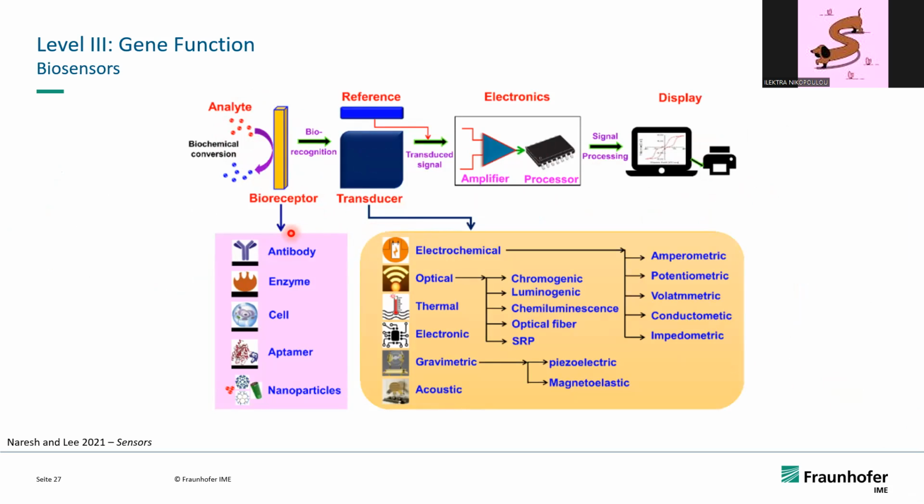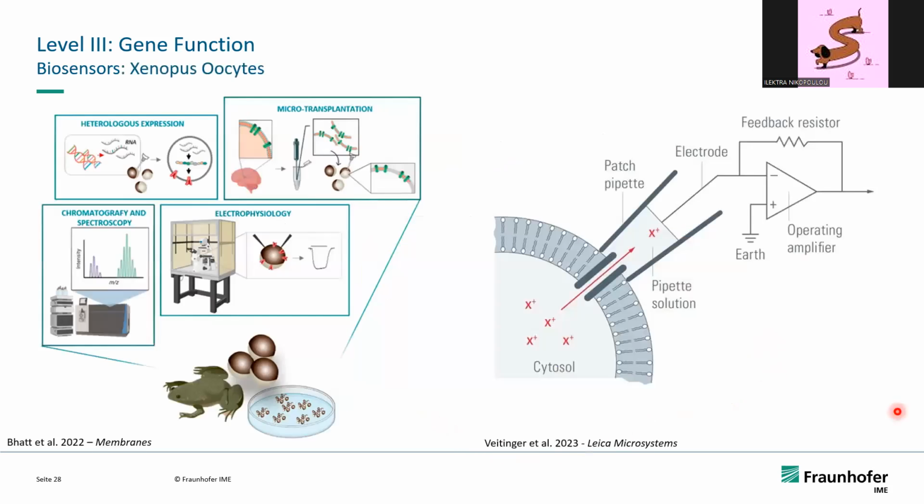Biomolecules used often for that are antibodies, enzymes, whole cells, aptamers, or even nanoparticles. And there's also a wide range of transducer systems that actually convert the biochemical signal into an electrical one. The most commonly used system of biotechnology to study toxin function actually are Xenopus oocytes and patch clamp electrophysiology. However, most people always forget that this is actually a biotechnology approach.